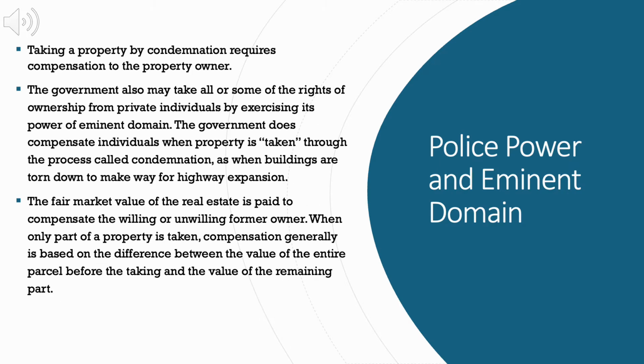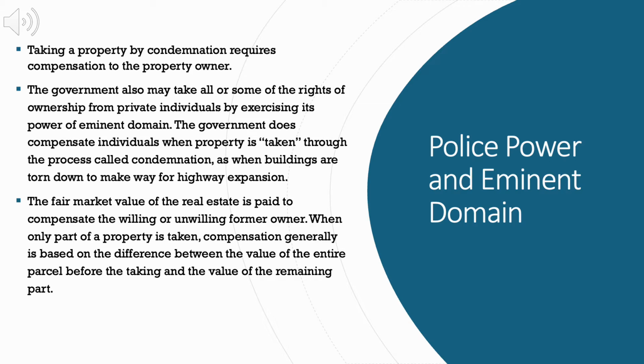Taking a property by condemnation requires compensation to the property owner. The government also may take all or some of the rights of ownership from private individuals by exercising its power of eminent domain. The government does compensate individuals when property is taken through the process called condemnation, as when buildings are torn down to make way for highway expansion. The fair market value of the real estate is paid to compensate the willing or unwilling former owner.